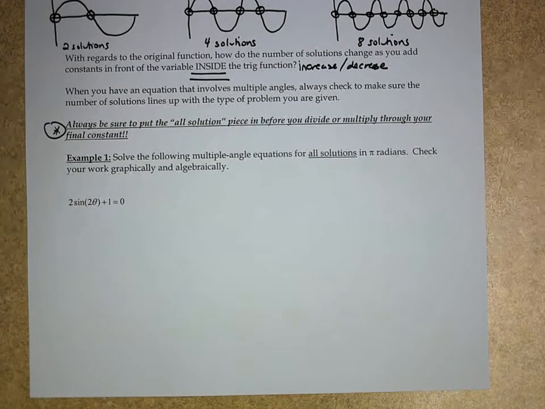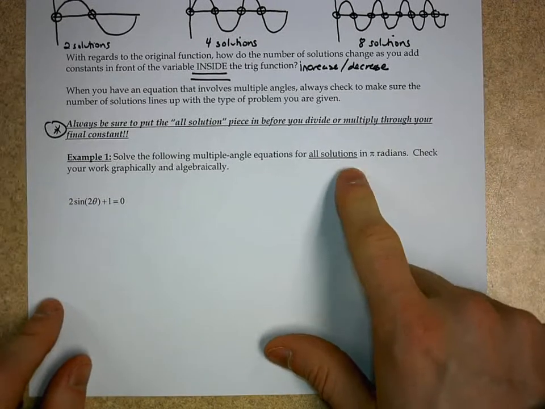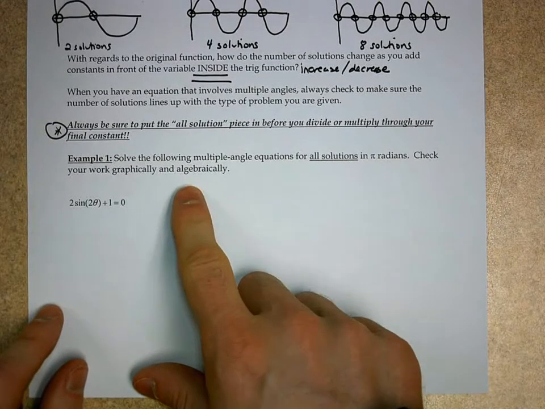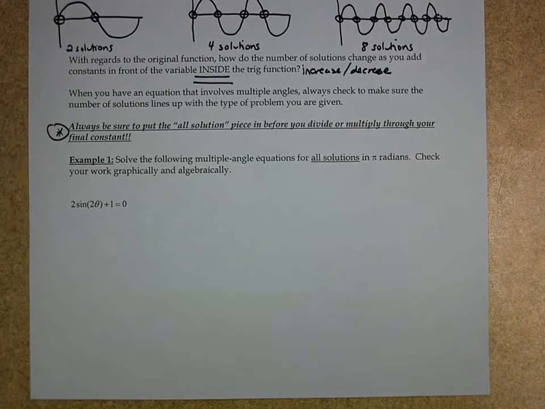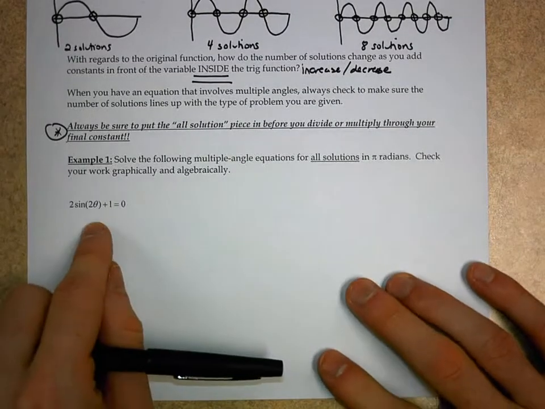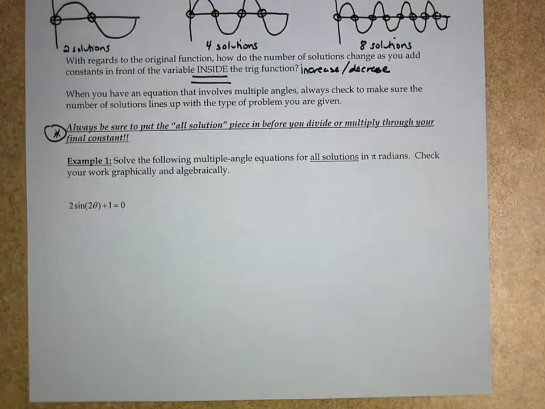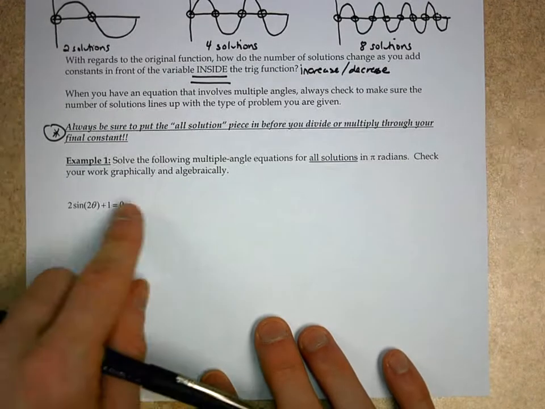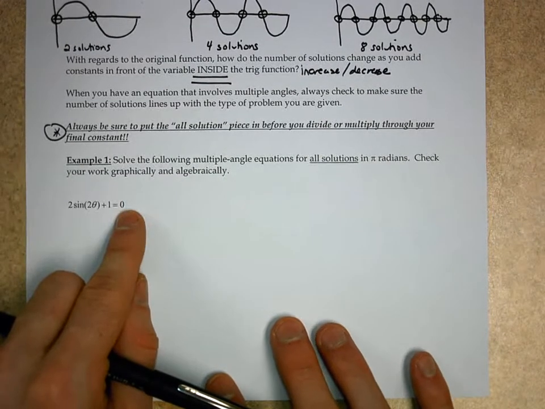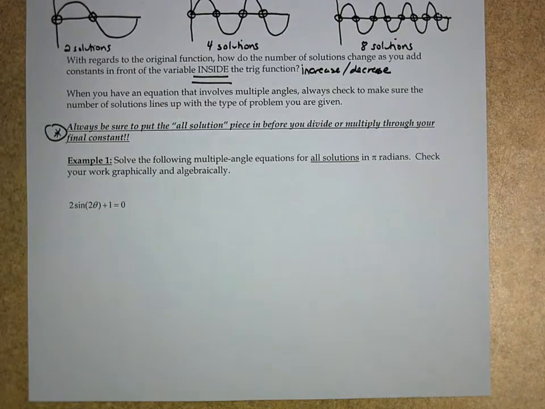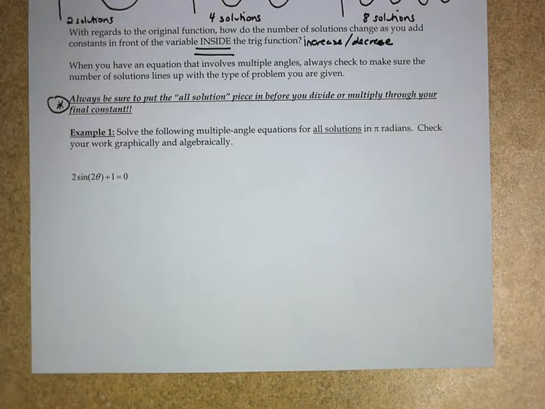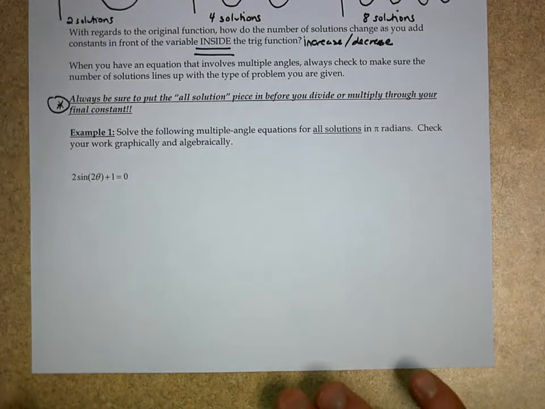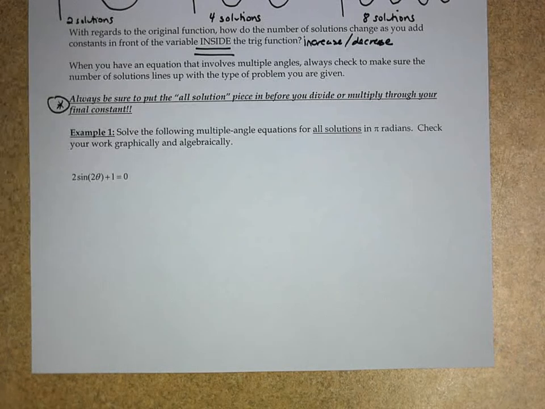So we're going to solve the following multiple angle equations for all solutions in pi radians. Check your work graphically and algebraically. Checking your work graphically and algebraically is the same as before, where you take your answers and plug them back into the original. Your graphical is where you plug in y1 as the left-hand side and y2 as the right-hand side, and then see where the intersection is. I'm not going to do that every single time here for sake of time, but realize that is the way it's done. So here we're going to solve for theta.